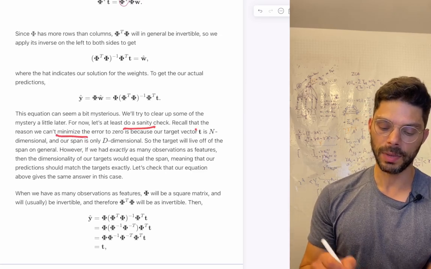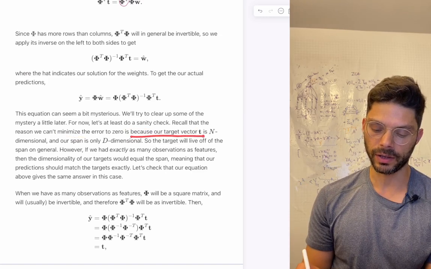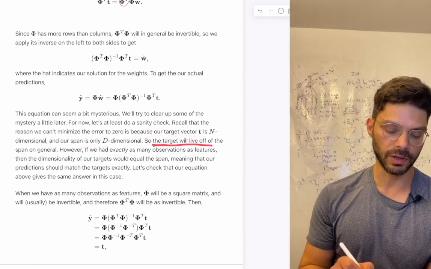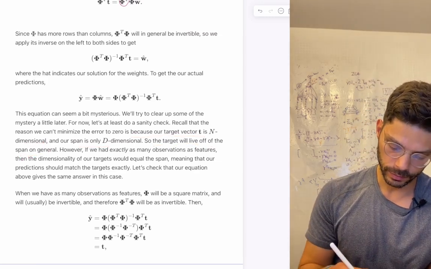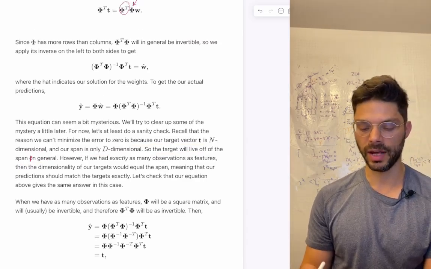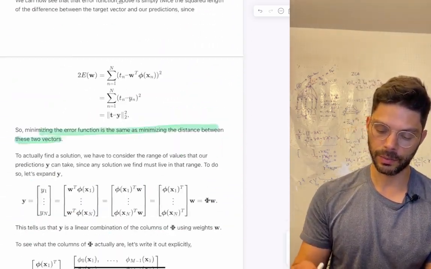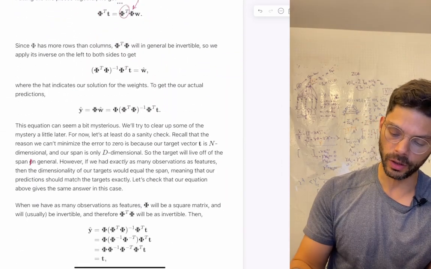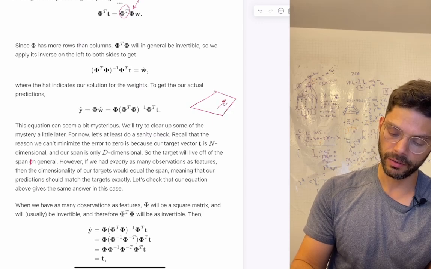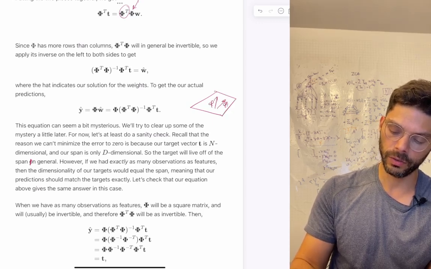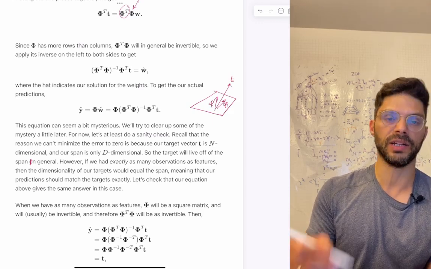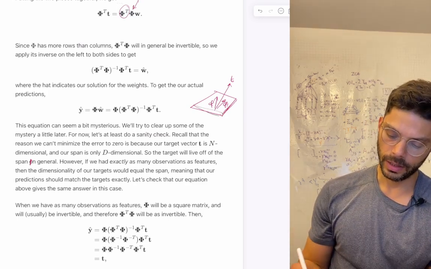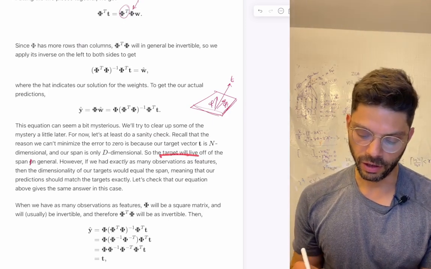We recall the reason we can't minimize the error to 0 is because our target vector t is n-dimensional and our span is only d-dimensional. So the target will live off the span in general. All we're saying is, if we go back to the picture, I'll just draw it down here again. You've got phi 1, phi 2, and your target is up here. It's going to live in three-dimensional space. You're not going to be able to hit it exactly. So the target will live off the span in general.